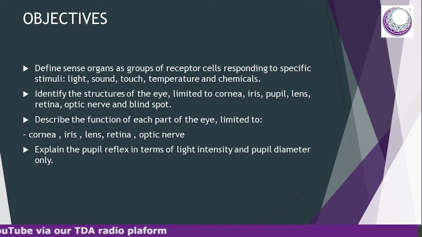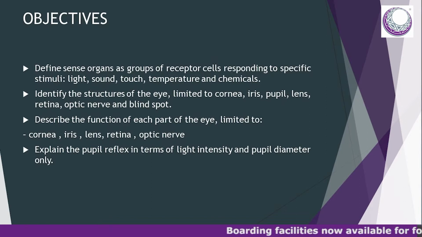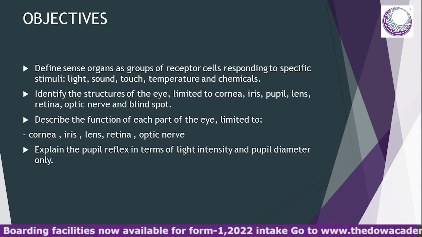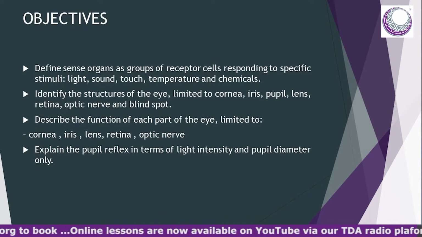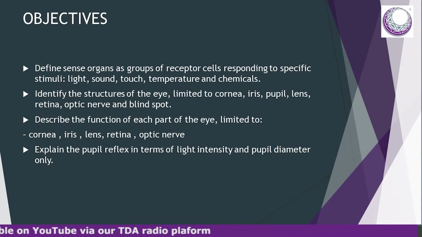Third, describe the function of each part of the eye limited to the cornea, iris, lens, retina, and optic nerve. And the last one, explain the pupil reflex in terms of light intensity and pupil diameter only.